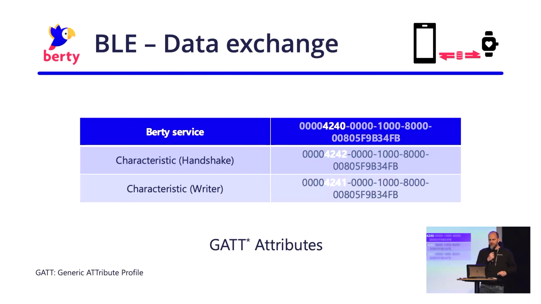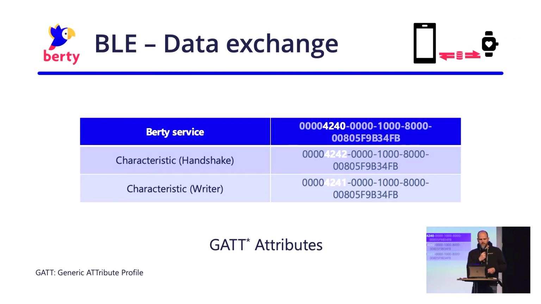After that connection, the server and the client can exchange data. To do that, they must follow the GATT protocol. It's a protocol for BLE. And the GATT protocol has GATT attributes. It's like an object you use when you want to read or write. So here we have GATT attributes like a service, and each service has one or more characteristics to read or write data. In Berty, we have 2 characteristics, one for the handshake, one for the P2P data transaction, named writer here.